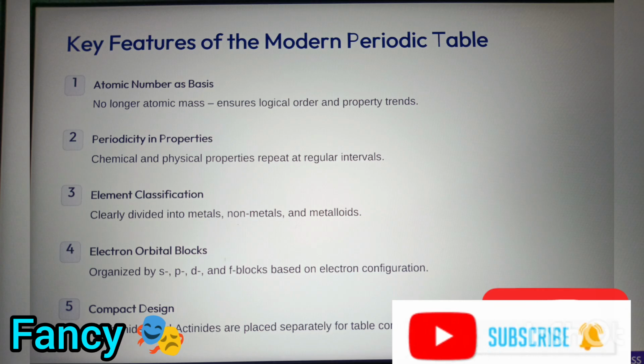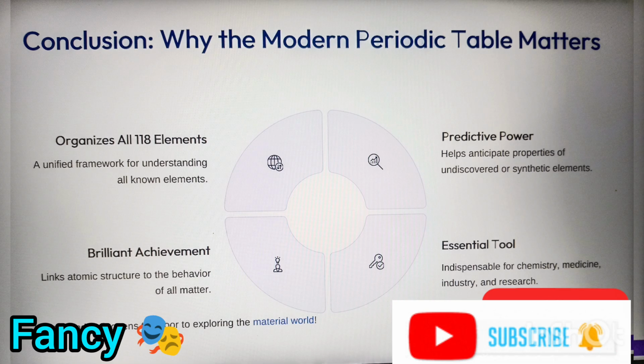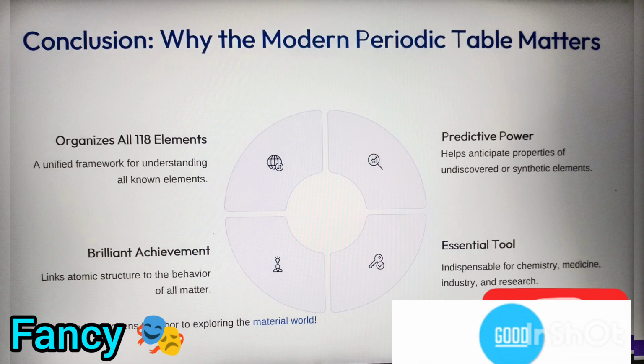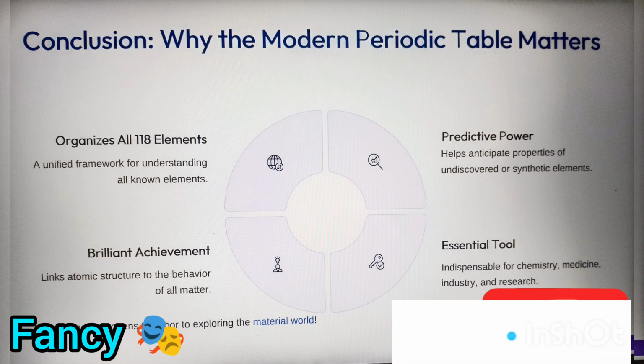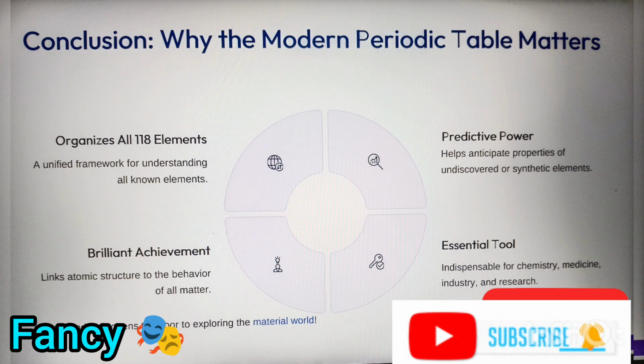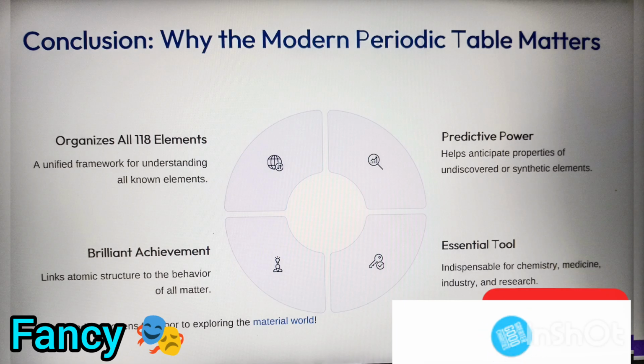Okay, children. The modern periodic table has all these benefits: all the 118 elements have been organized properly, and it is a brilliant achievement, we can say. It is an essential tool in various industrial applications, as well as factories and the nutrition and health department. Not only that, it is also a predictive tool for various synthetic elements.